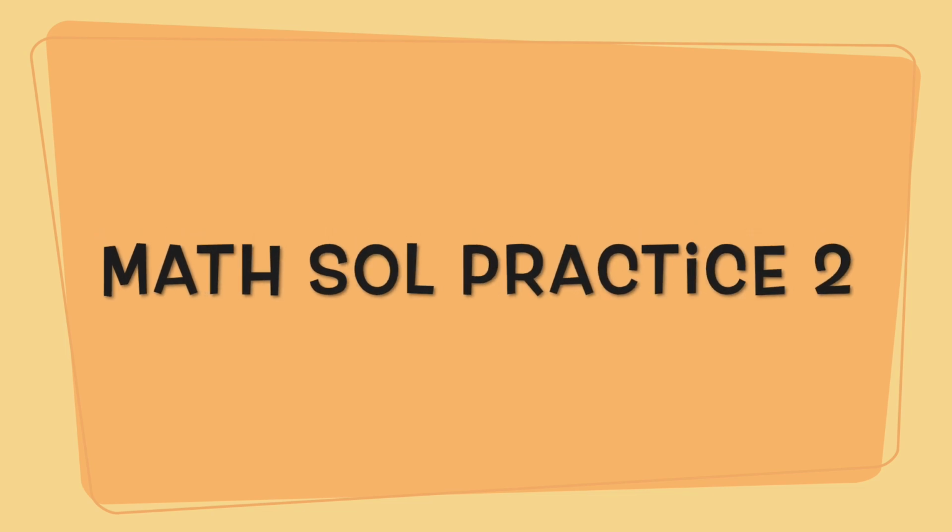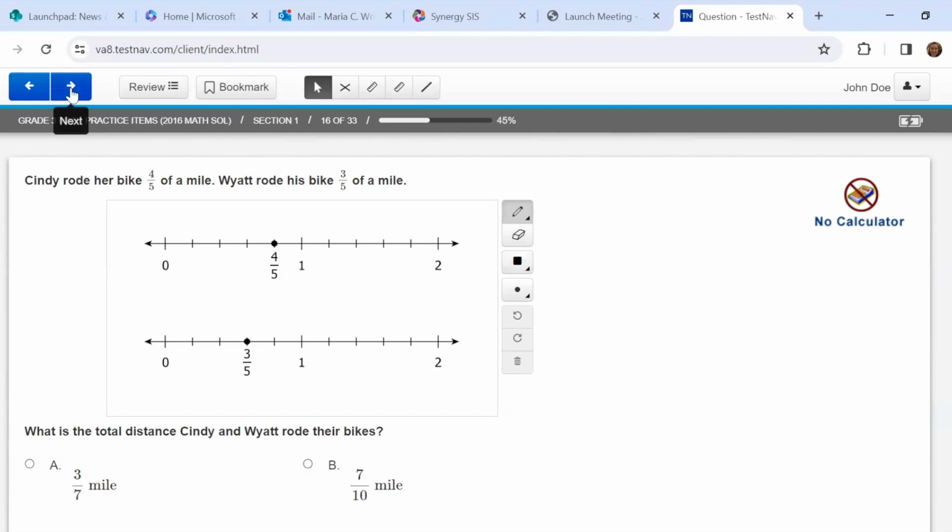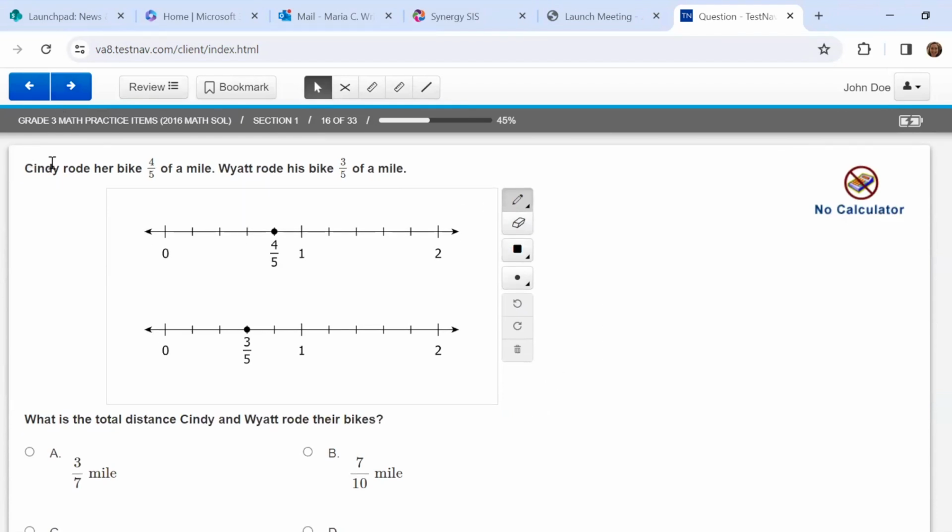Welcome to part 2 of our test nav practice. We're looking at the released 2016 math 3rd grade SOL, and we're practicing using some of the strategies and thinking through the problems. So as always, it's important to read all the information that they give us. This problem says Cindy rode her bike 4/5 of a mile and Wyatt rode his bike 3/5 of a mile.